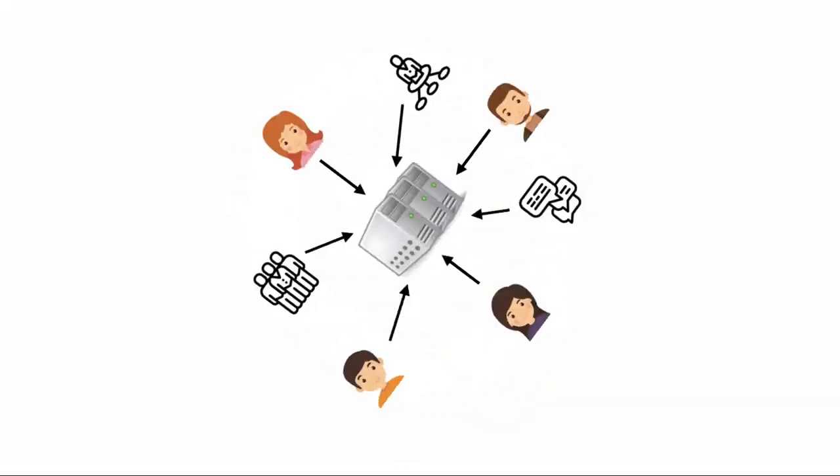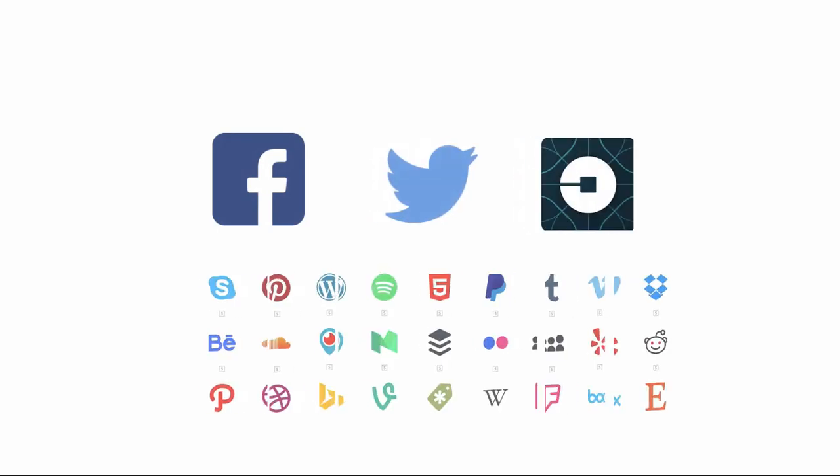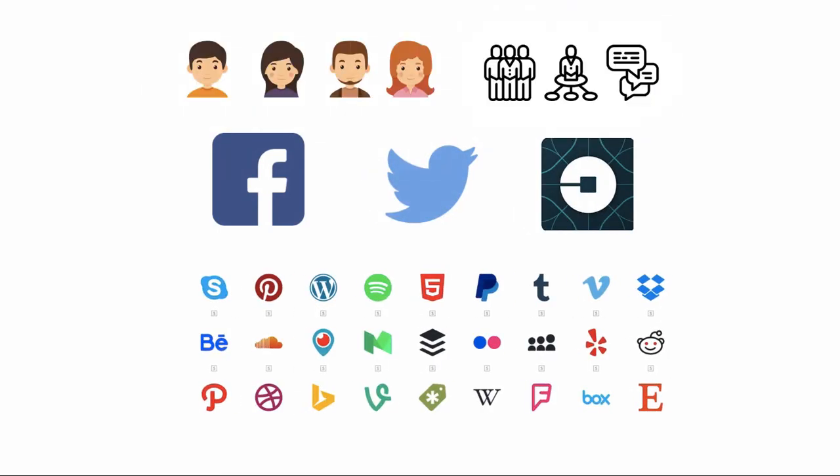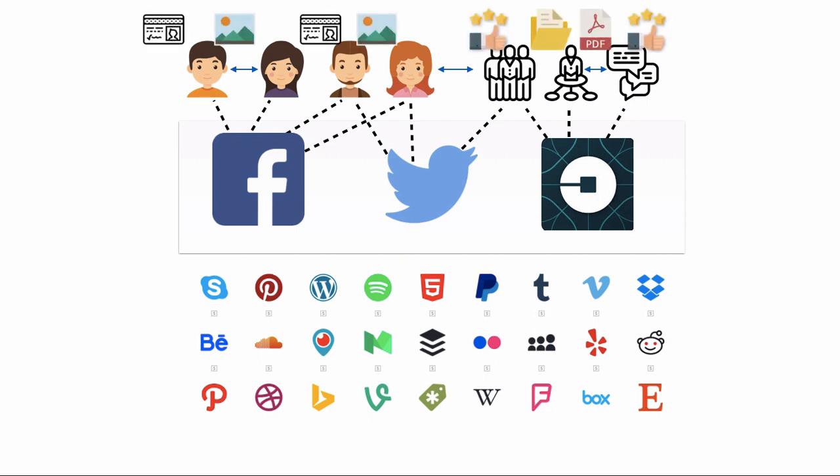The social platforms that we use today are all centralized. Whether it's Facebook, Twitter, Uber, or any of a dozen others, both people and organizations have come to rely on giant monolithic platforms to connect them, mediate their interactions, and trust them with their data, identity, and brand.